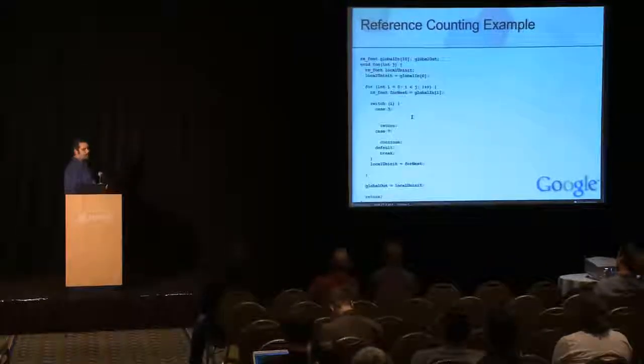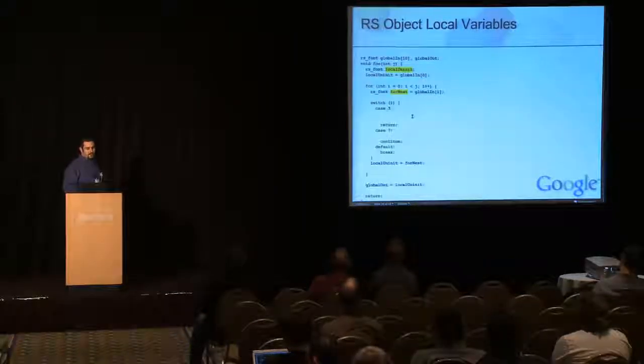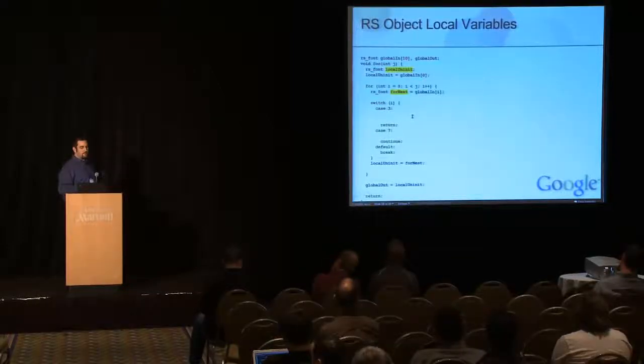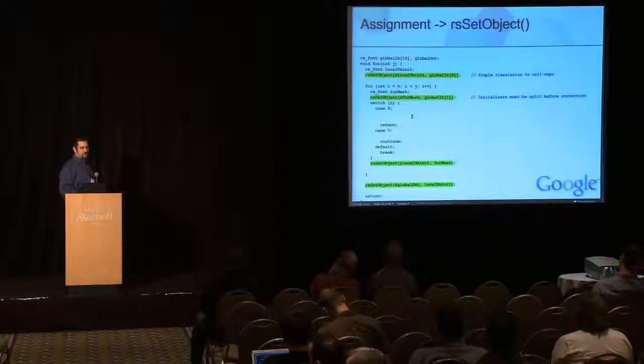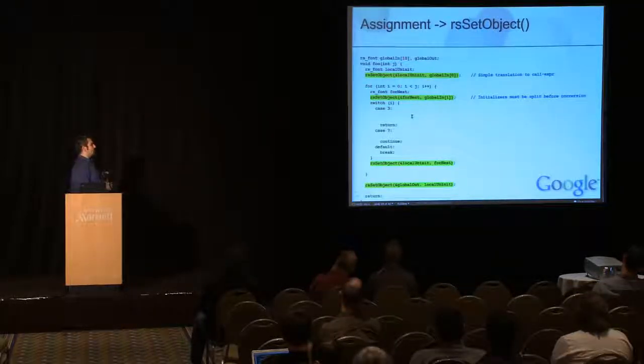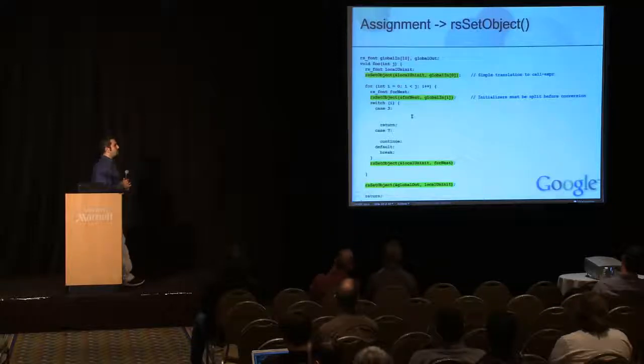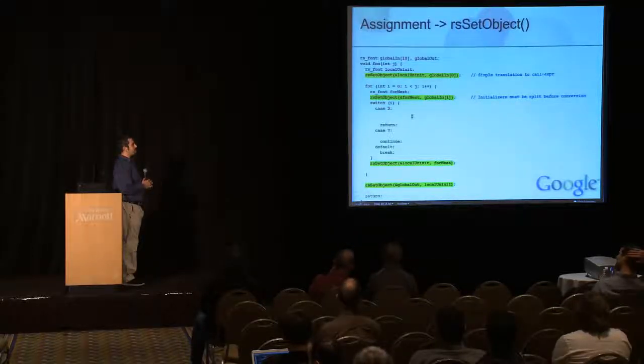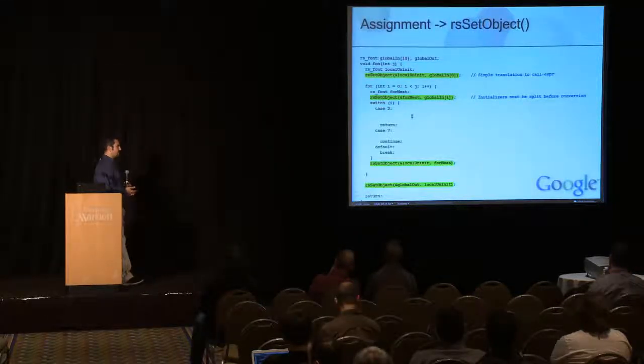And so in this example, I have a couple local variables that I want to take care of, and there's a couple global variables that will get cleared at the very, very end. And there are a lot of crazy cases to obviously handle. So assignments are pretty easy. You can convert things to set object. You may also have to split an initializer across multiple lines.